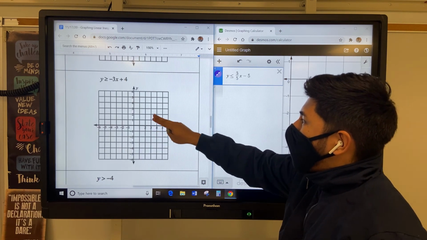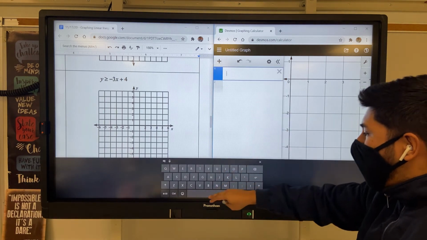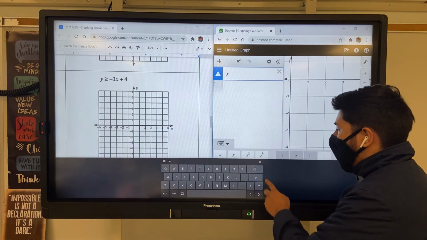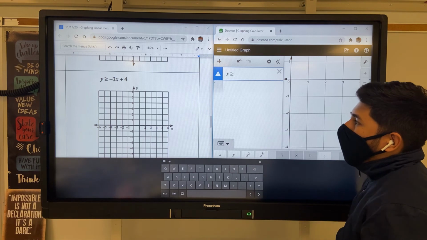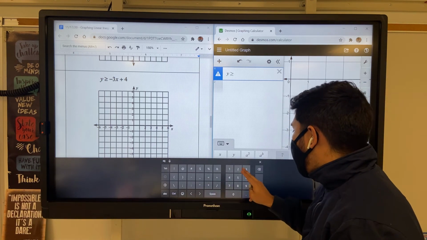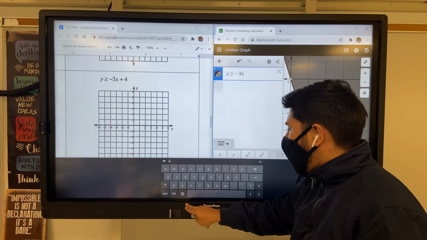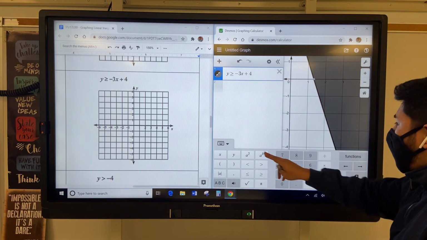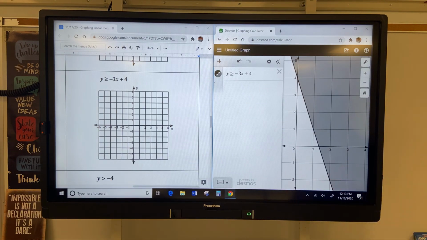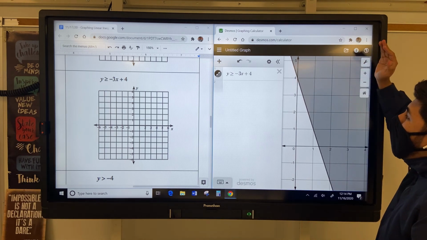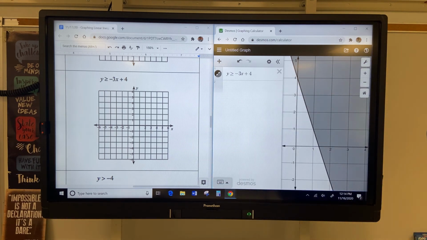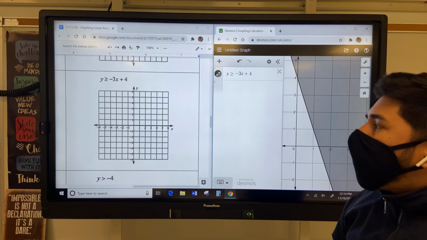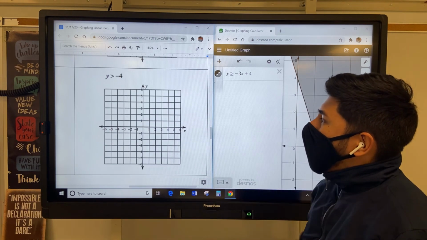Let's go ahead and check this one out. Just get right to it. Y, make sure I put the correct symbol, greater than or equal to -3x plus 4. Boom. As you can see, greater than means the shading is on top of the line. Still a solid line because it's equal to, started at 4. Try it on your own, but you have this for backup.